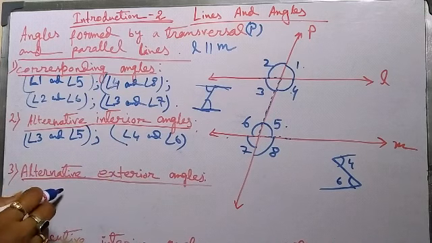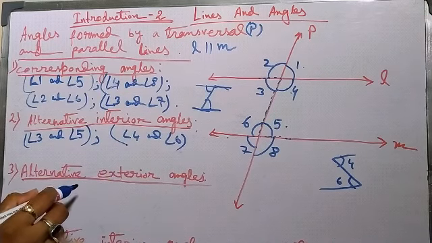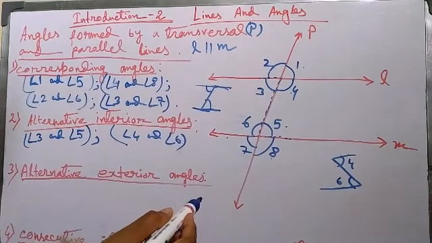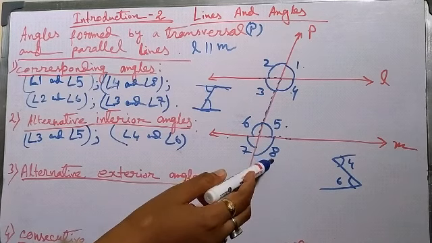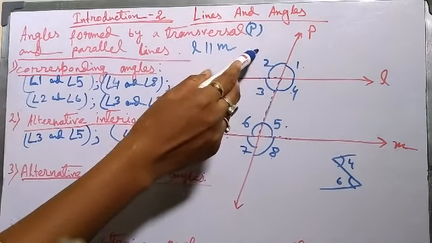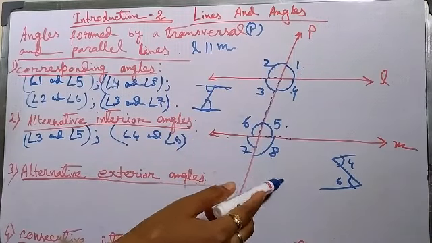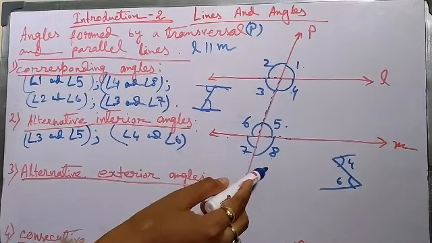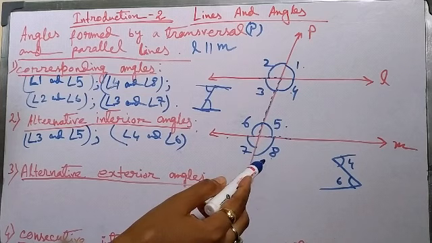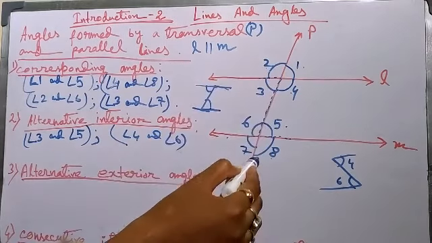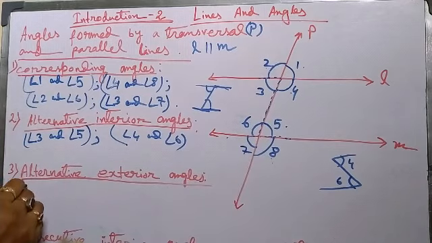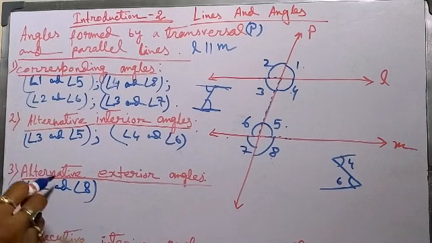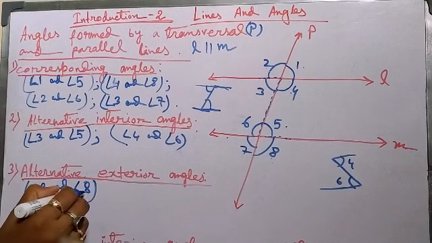Now let's talk about alternative exterior angles. Exterior angle means here angle 2 and angle 8 will be alternative exterior angles, because both angles are exterior. Angle 2 is exterior, angle 1 is exterior, angle 8 is exterior, angle 7 is exterior, and these both angles are formed on opposite sides of the transversal P. That means on this side 2 is formed, on this side 8 is formed. So angle 2 and angle 8 are alternative exterior angles. These both angles will be equal.